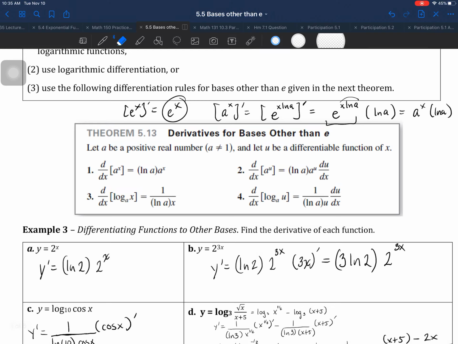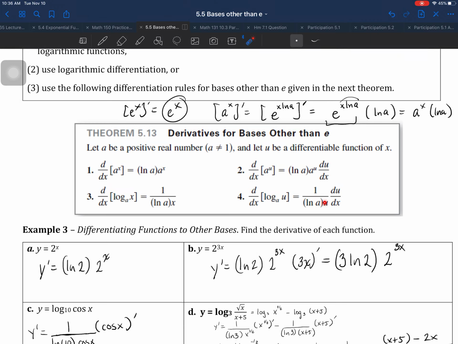Now we do have to be careful when we are dealing with a function instead of just x. When you do the derivative of this, it will be itself multiplied by natural log of a, because it is a special exponential other than e. But at the end, you have to multiply it by the derivative of the inside. So make sure to remember to multiply by natural log of a.